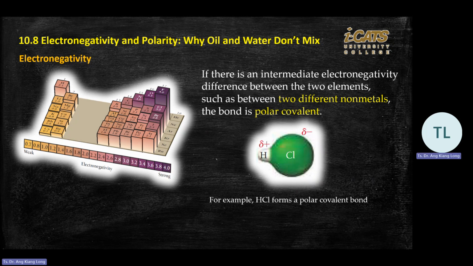For example, HCl, right? So for HCl, you write delta positive because H is on the periodic table at the far left top. Cl is somewhere on the far right. So you take something from the left and something from the right, and you will form a polar compound, right?